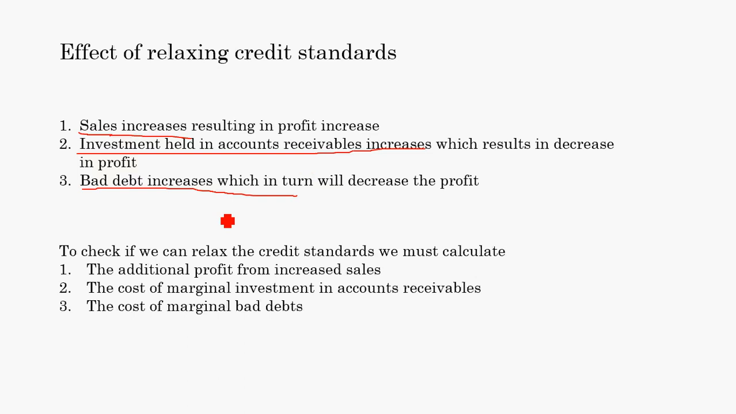So to check if we can relax the credit standard, what we must calculate is, because of the sales increase, what is the contribution to profit, or what is the additional profit that you get because of relaxing the credit standards. Then you're going to compare that with the cost that is going to increase because of the increase in investment in your accounts receivable. As I told you, now from 30 days the amount is going to be held up for 45 days. So because of this increase in the number of days, what is the cost that you're going to incur. And third is what is the increase in your bad debts.